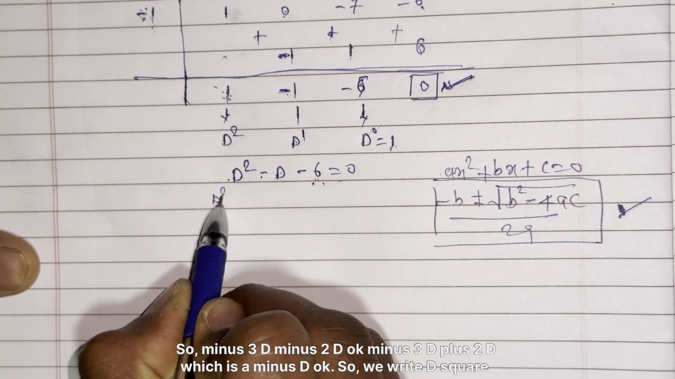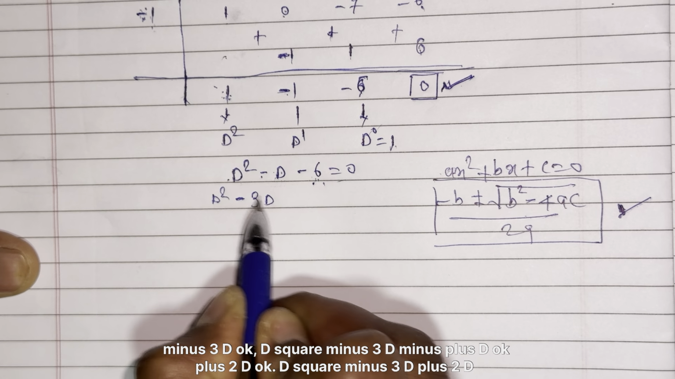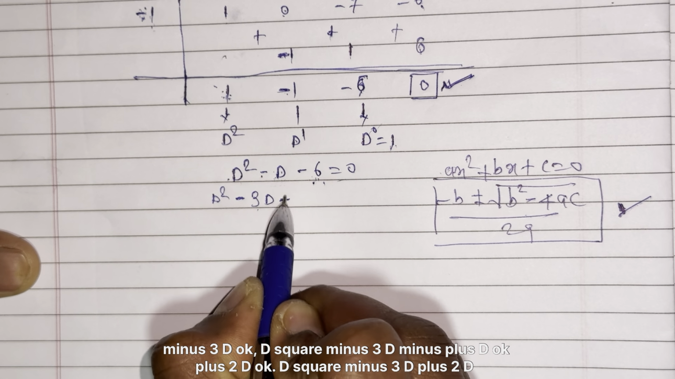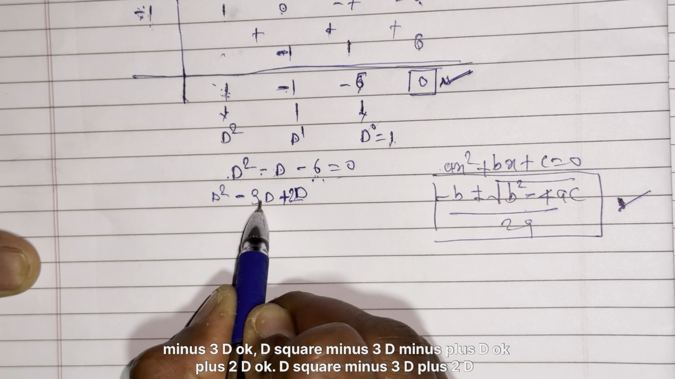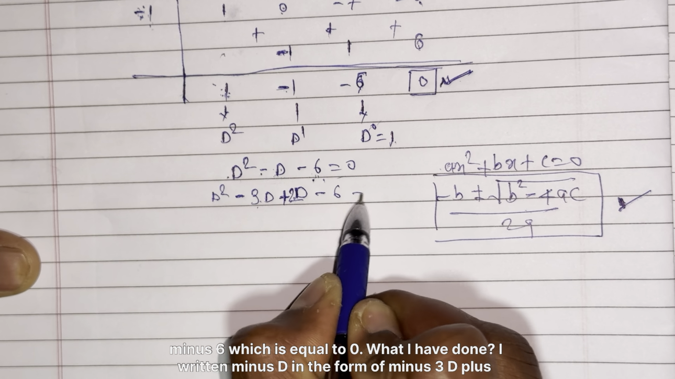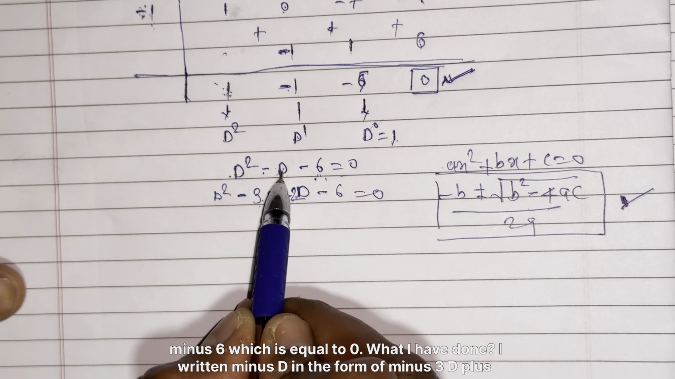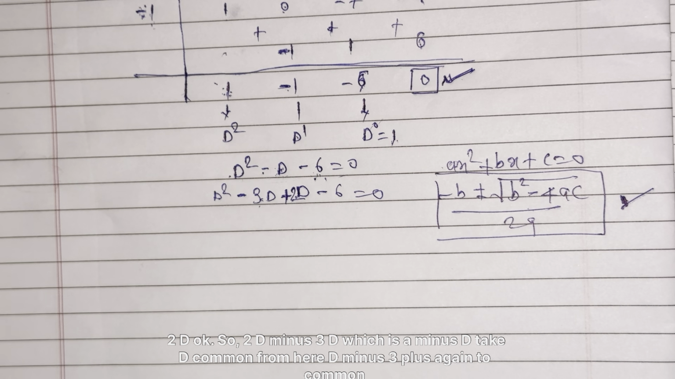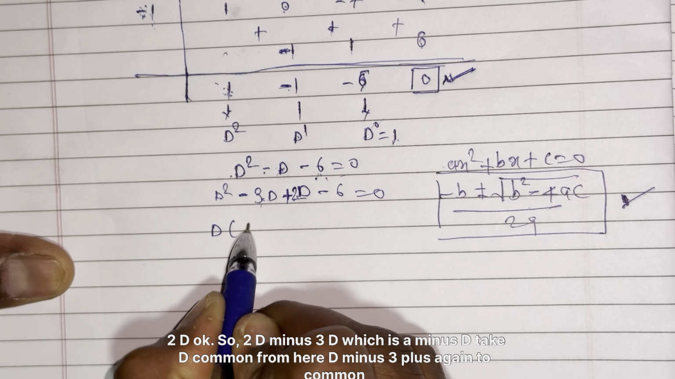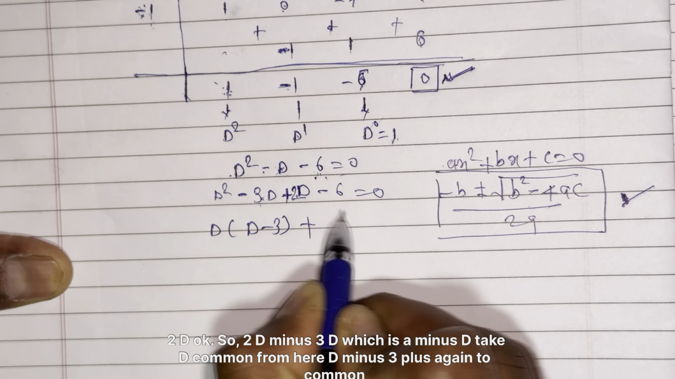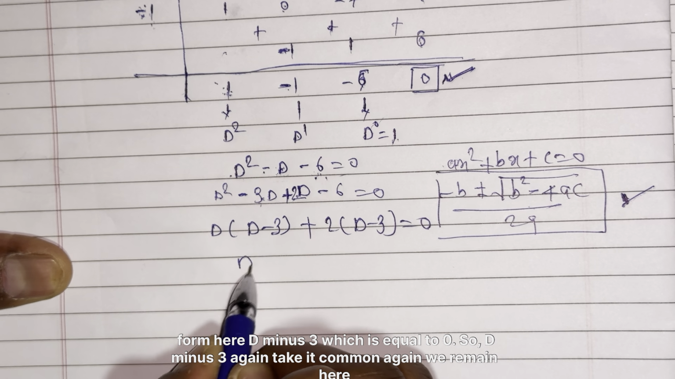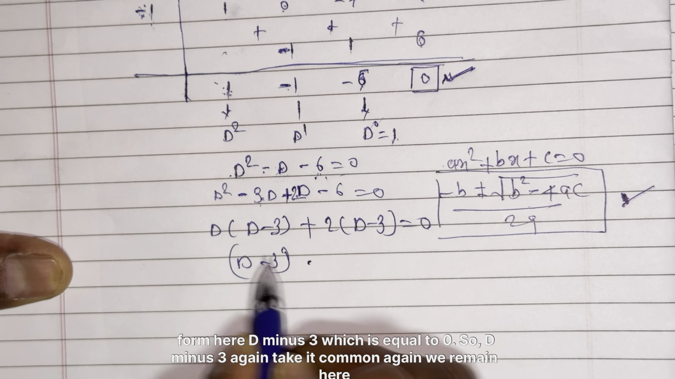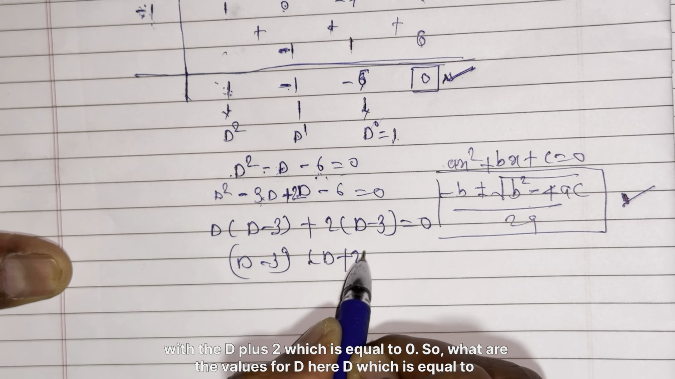So we write D squared minus 3D plus 2D minus 6, which is equal to 0. What I have done is written -D in the form of -3D plus 2D. Take D common from the first two terms: D(D - 3), plus 2 common from the last two: 2(D - 3), which is equal to 0. So (D - 3) again common, and we remain with (D + 2), which is equal to 0.